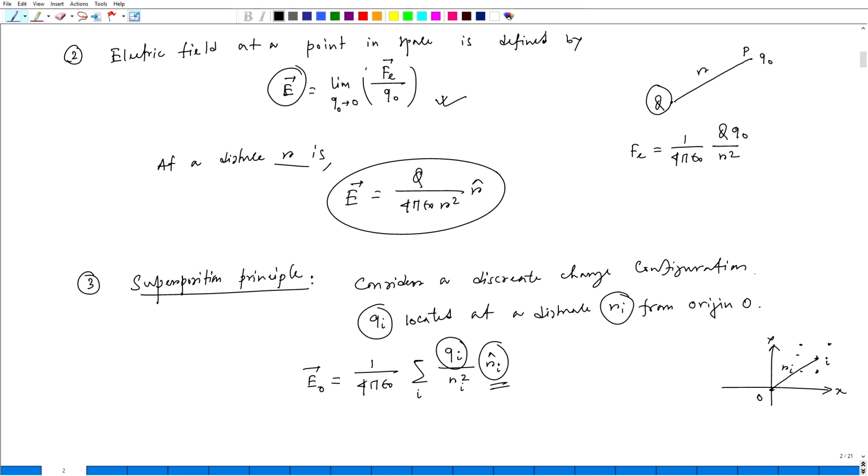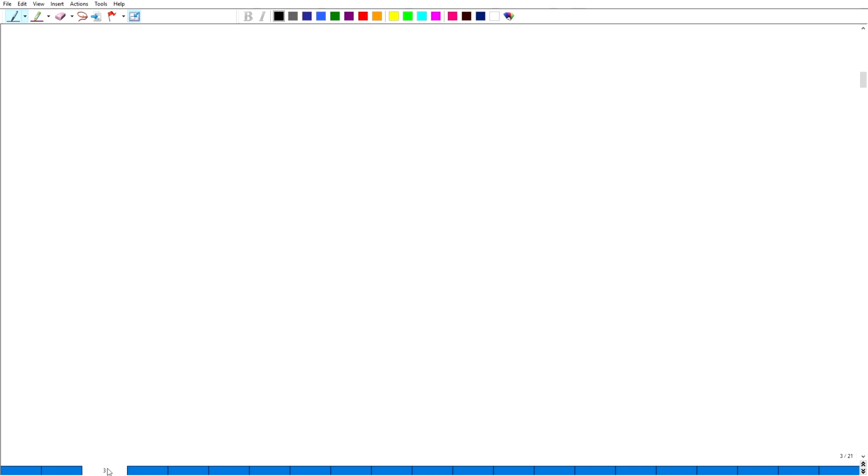Okay. Now suppose there is a continuous charge distribution, then we use a vector integral. We will come to this point. Then we calculate the motion of a charged particle in an electric field E.